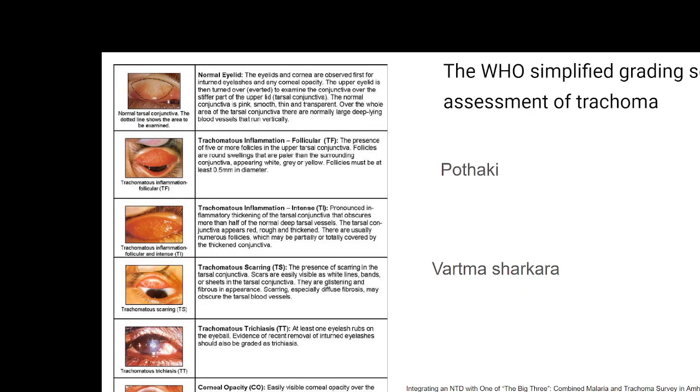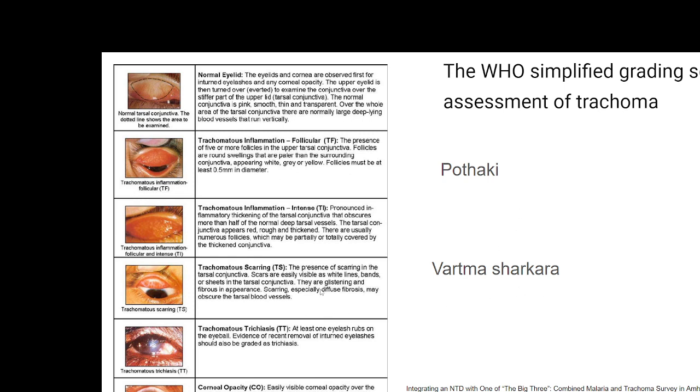Now, because it's a very common condition, WHO has given a grading scheme for assessment of trachoma. That grading scheme is: normal eyelid, then trachomatous inflammation, the initial stages, and trachomatous inflammation with mild granulation, and trachomatous scarring is another grading, and trachomatous trichiasis where the hairs would be curved, and then it becomes corneal opacity. So these are the grades guided by the WHO assessment program, and that's exactly what we call Pothaki and Vartmagata. Pothaki in the initial stages, Vartmagata in the later stages.